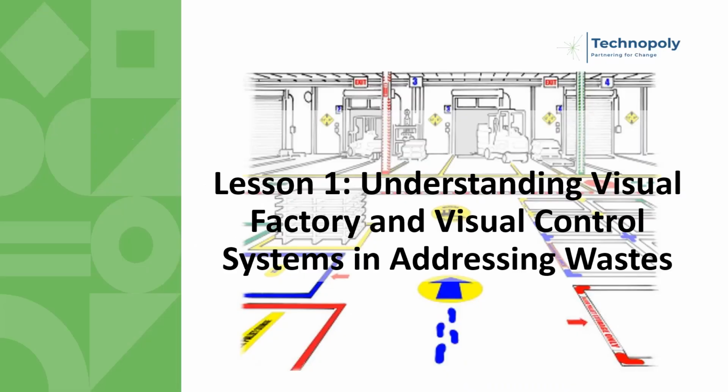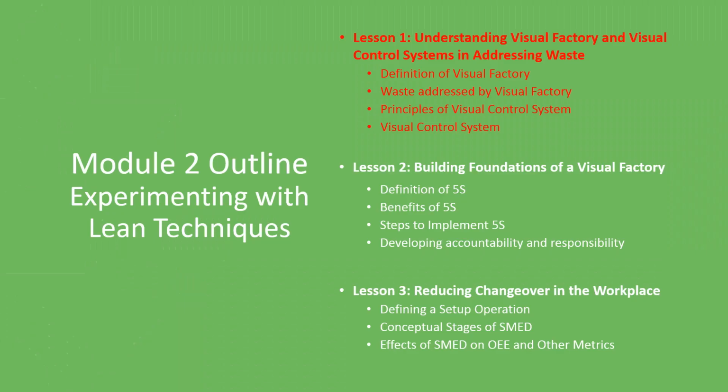Welcome to Lesson 1. In this lesson, we will focus on understanding the visual factory and visual control systems in addressing waste. This will cover the following: definition of visual factory including its advantage and issues, the wastes that are addressed by visual factory, and the principles of visual control system. Different types of visual control system will be covered in part 2 of this lesson.